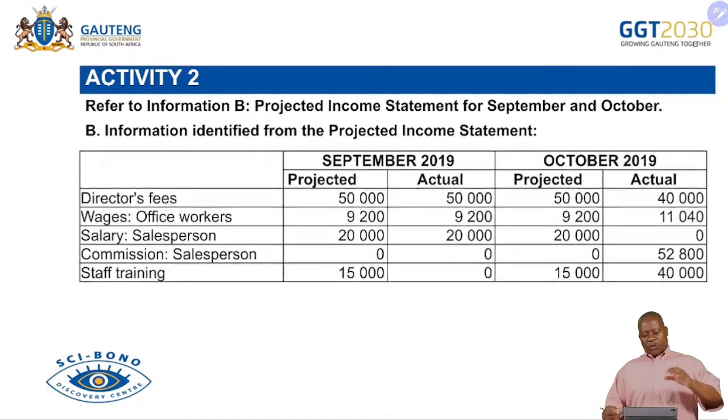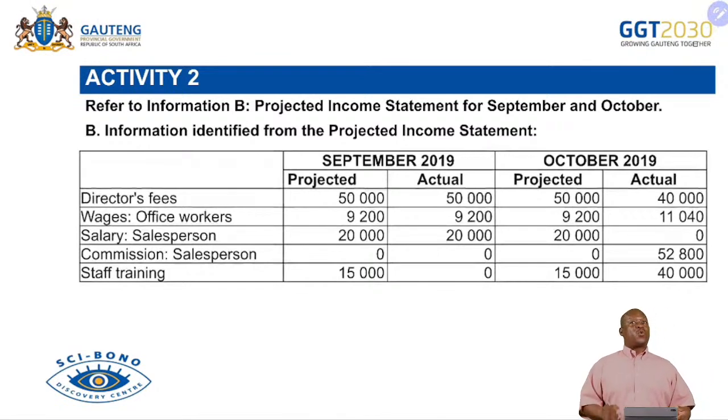Next, they are saying here, refer to this information, and let's look into this information now for September and October. Directors' fees. For September, we had budgeted 50, we spent 50, no problem. In October, we had budgeted 50, but we are actually paying them 40,000. So we are paying them less, these directors. We don't play with them. So we are paying them 10,000 less than what we had budgeted. So it means we are now starting to save money somewhere there.